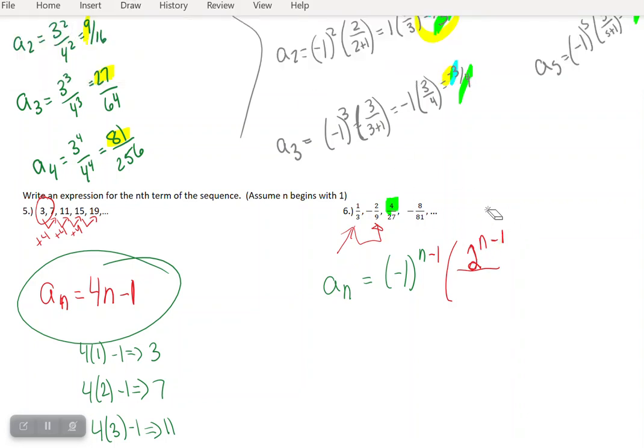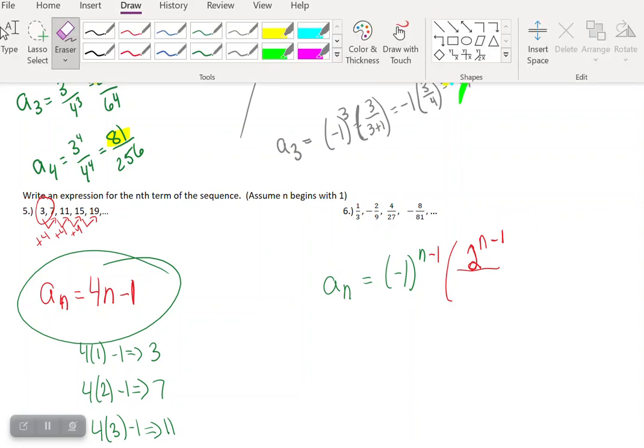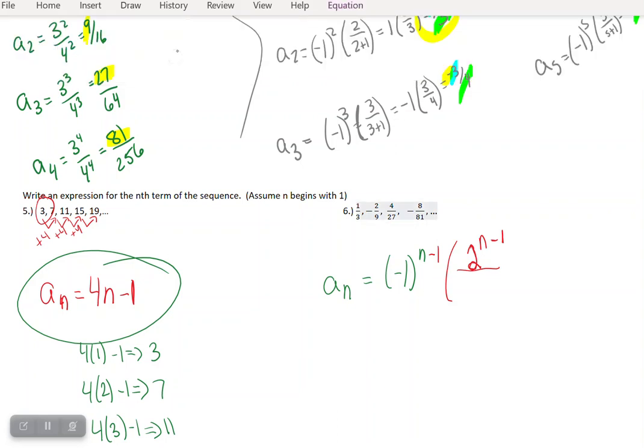So let's go to the denominator. The denominator, 3, 9, 27. Hopefully we see that pattern. It's going to be 3 to the n power.